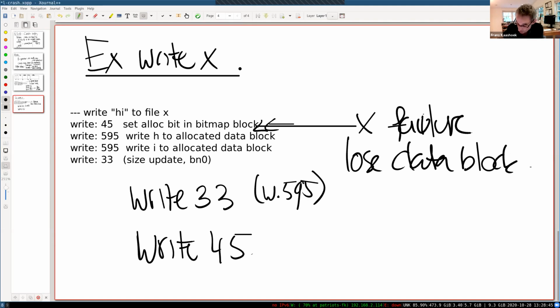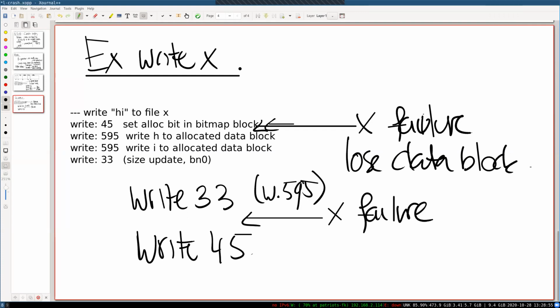And now let's consider the case if there's a failure right here. What is the risk? The size of the file is not compatible with how many data blocks are allocated. That might be, although I think the write of 33 actually updates both the size and the block number, correct? Oh yeah, so that might work out okay. If there were two separate writes, that would be a problem. But there's some bigger problem here.